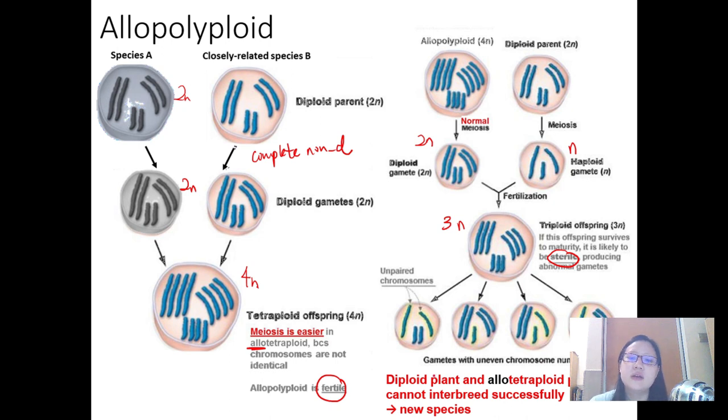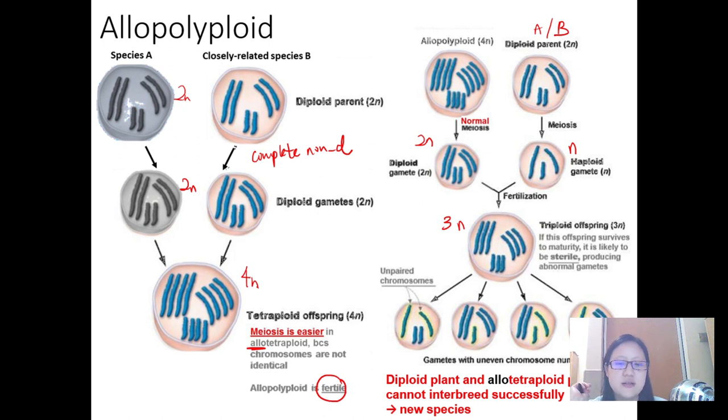This shows that, okay, the diploid plant, whether A or B, cannot interbreed with the allopolyploid to produce fertile offspring. Okay, so it can fuse, correct? It can be fertilized, the offspring can develop, but the offspring again is sterile and cannot produce more offspring. And therefore, they are considered separate species. So species A is one species, closely related species B is one species, and the resulting allopolyploid is also considered a different species. Yay! So you might be thinking, okay, so this is theoretical, right?